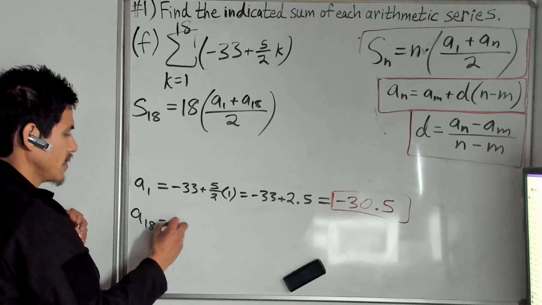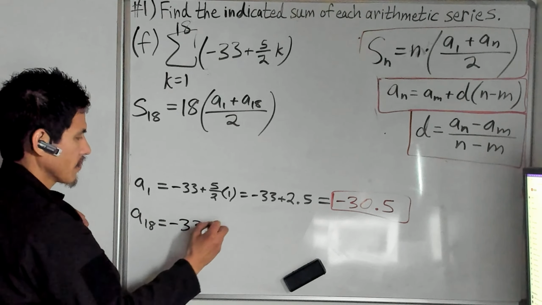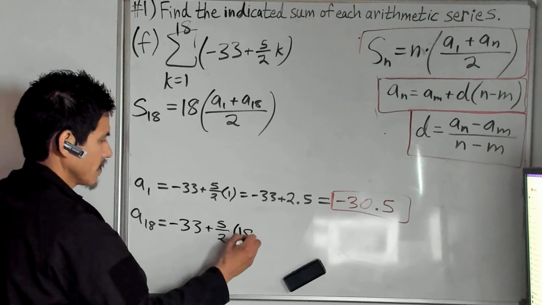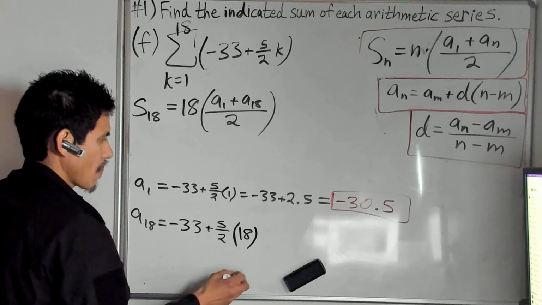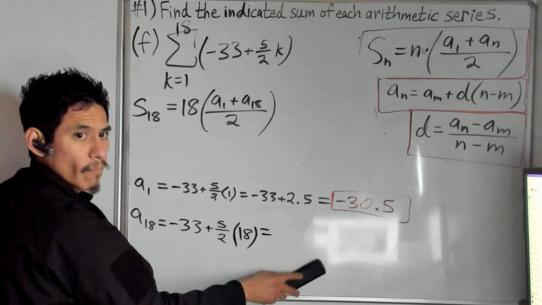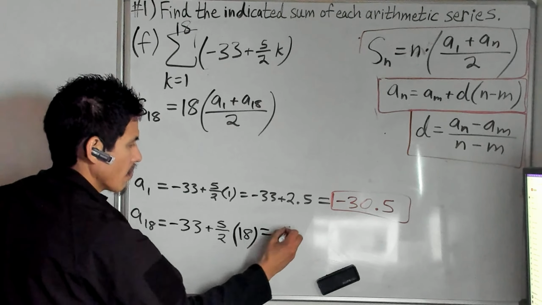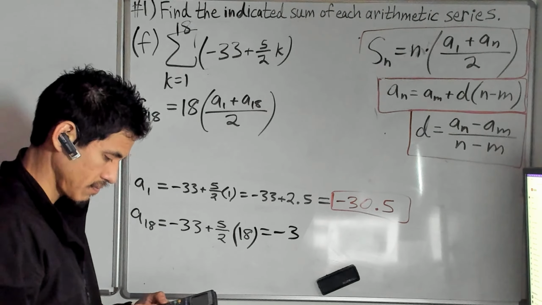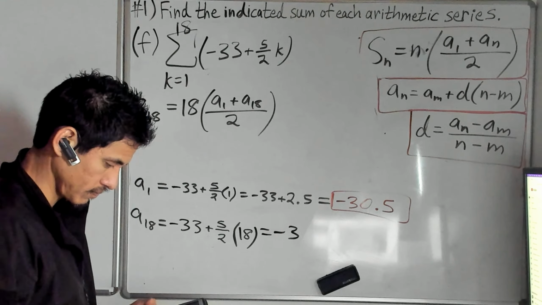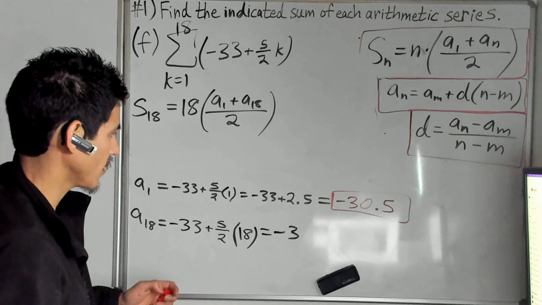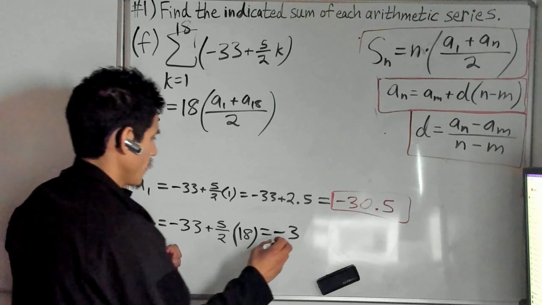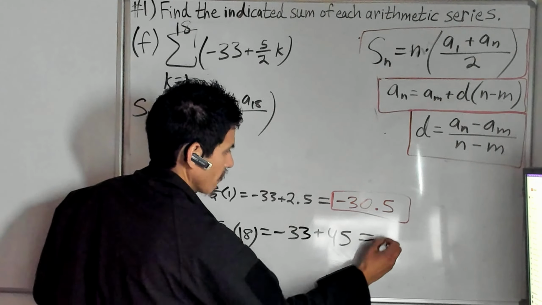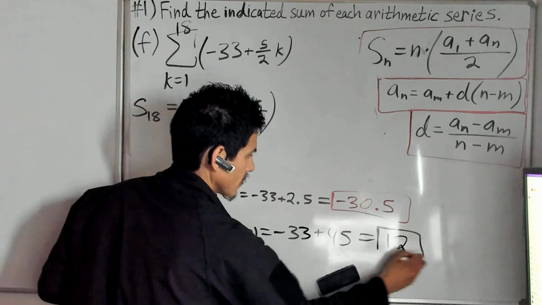And A18, negative 33 plus 5 halves times 18. So 2.5 times 18, so 45. Negative 33 plus 45. Yeah, then we'll get 12 for that. That wasn't so bad.